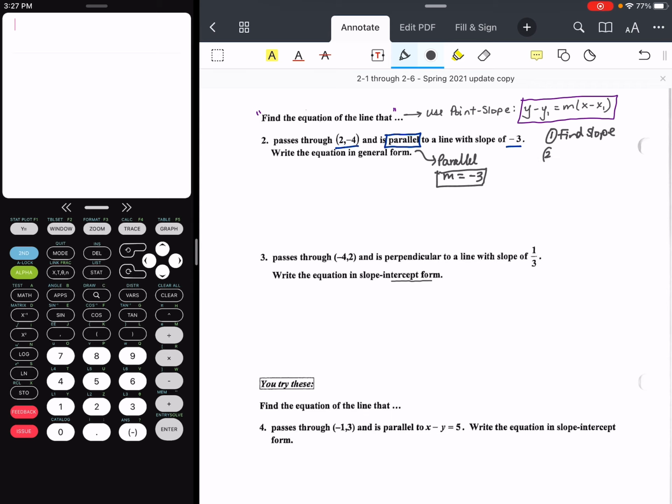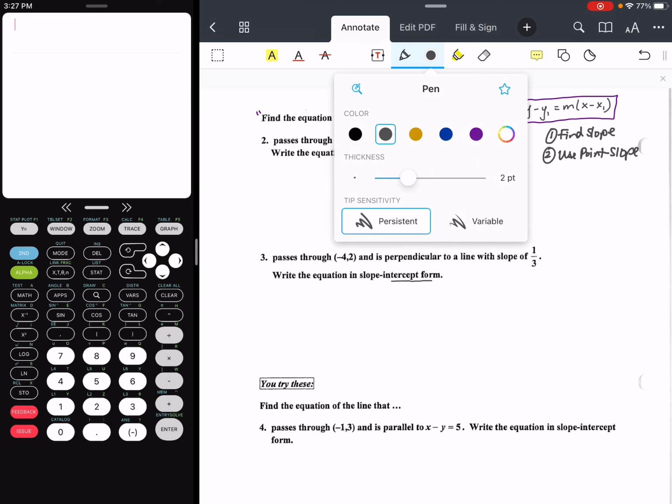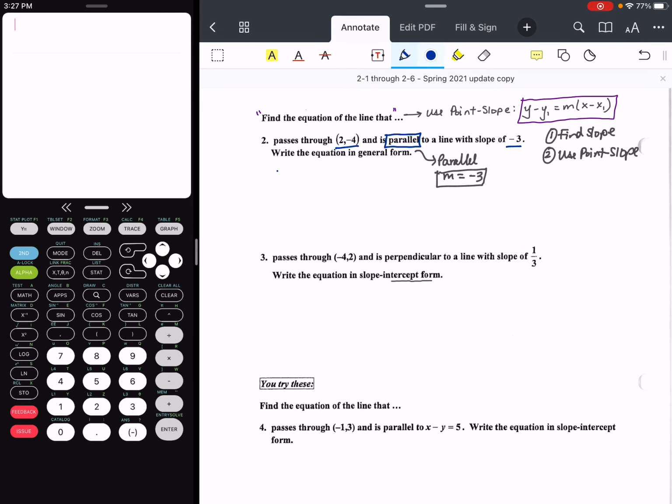All right, our next step then is to use that point-slope form. So plug in what we've got. In this case, it'll be y minus negative 4 equals my slope of negative 3 times x minus 2. I'll go ahead and simplify on the left. That double negative is y plus 4. And then I'll distribute on the right to get negative 3x plus 6.